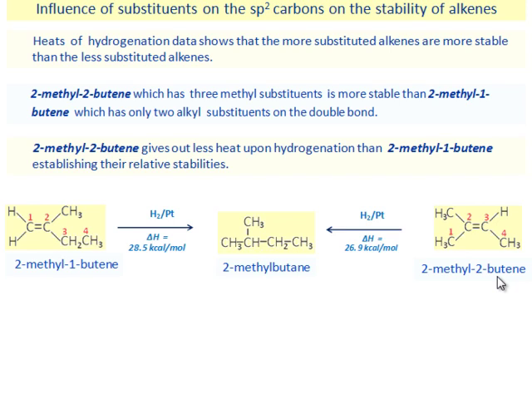2-methyl-2-butene, which has 3 alkyl substituents, is more stable than 2-methyl-1-butene, which has only 2 alkyl substituents on the double bond. 2-methyl-2-butene gives off less heat upon hydrogenation than 2-methyl-1-butene, establishing their relative stabilities.